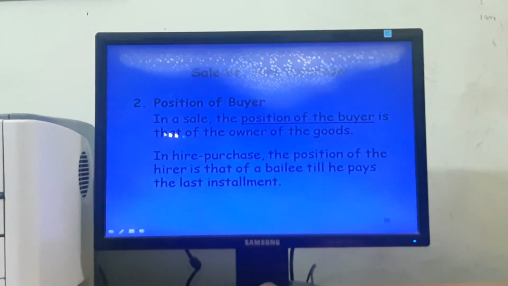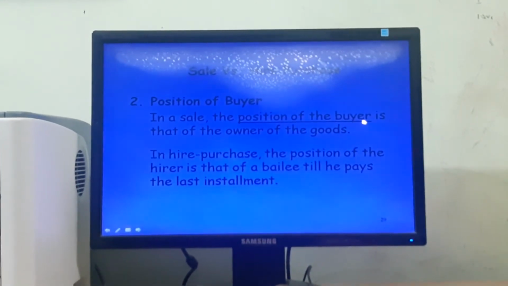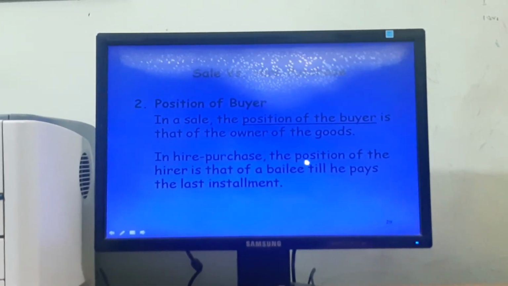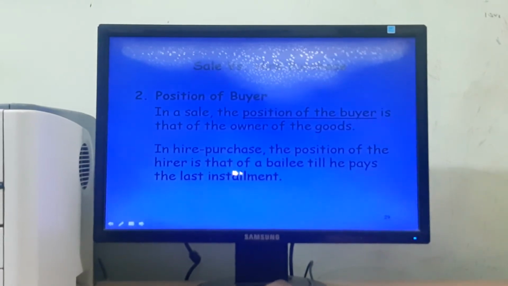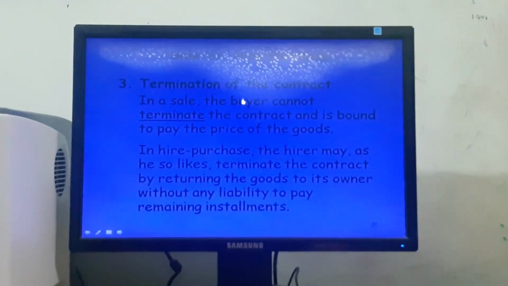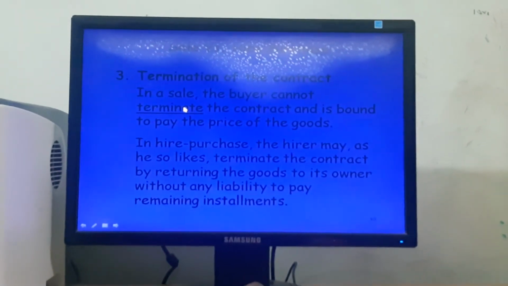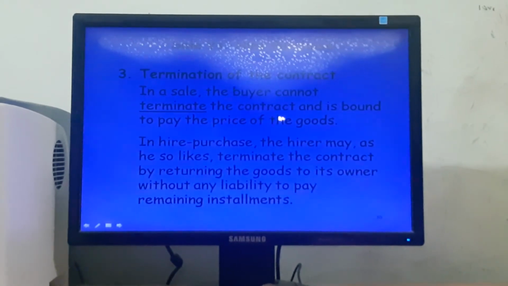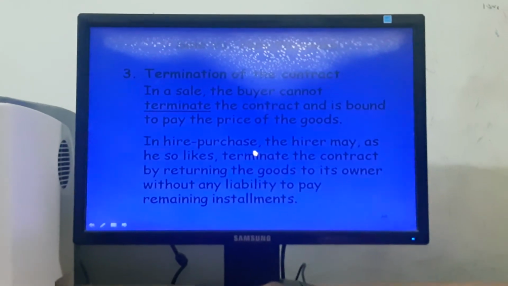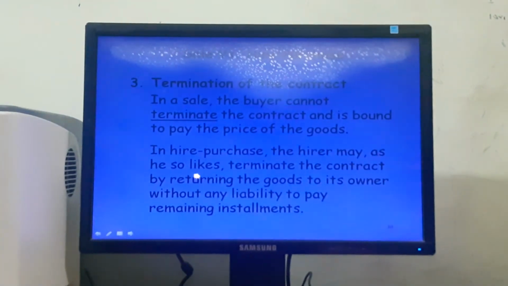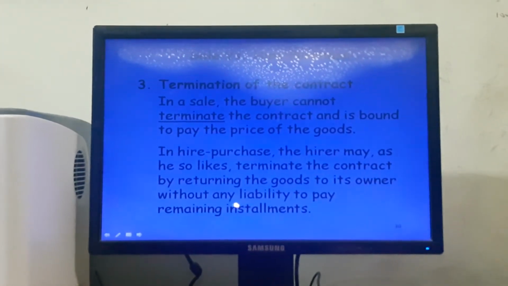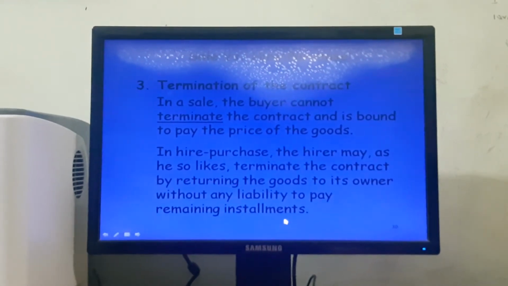Position of buyer. In case of sale, the position of the buyer is that of the owner of the goods. But in hire purchase, the position of the hirer is that of a bailee till he pays the last installment to seller. Termination of the contract. In case of sale, the buyer cannot terminate the contract and is bound to pay the price of the goods to the seller. But in hire purchase, the hirer may, as he so likes, terminate the contract by returning the goods to its owner without any liability to pay remaining installments.